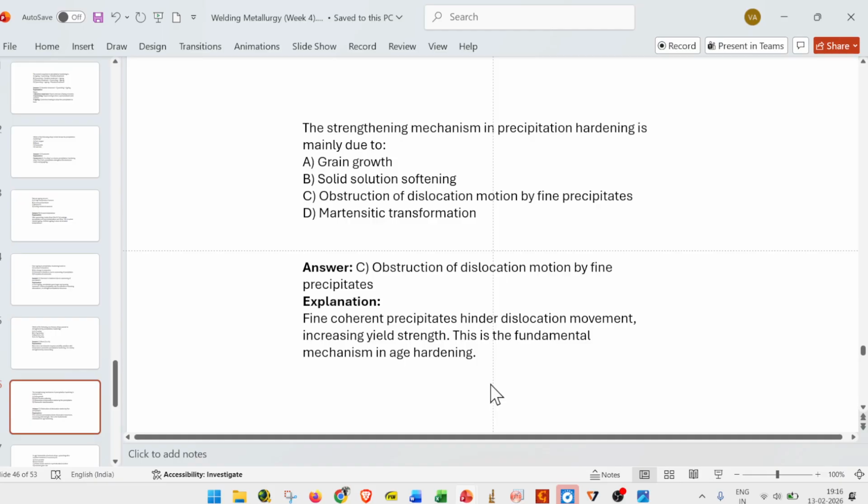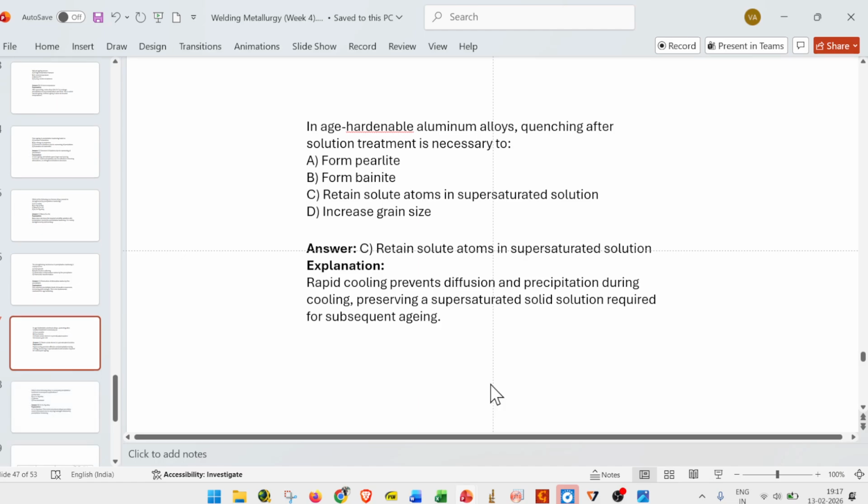Next, the strengthening mechanism in precipitation hardening is mainly due to what? Grain growth, no. Solid solution softening, no. Obstacle to dislocation motion by the finer precipitates, yes, as we saw before. And martensitic transformation, no, there is no martensite formation. Okay.